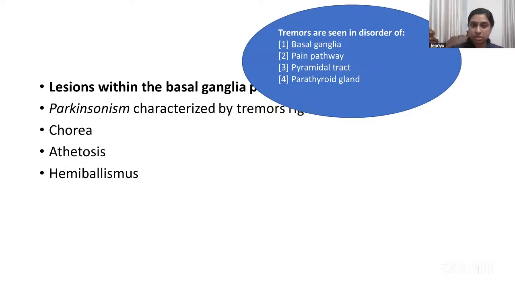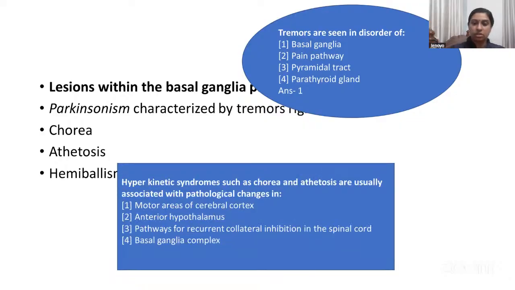Another question relating to this topic: tremors are seen in disorders of the basal ganglia, pain pathway, pyramidal tract, parathyroid gland. The obvious answer is basal ganglia, and we can eliminate the rest of the options. Next question: hyperkinetic syndromes such as chorea and athetosis are usually associated with pathological changes in the basal ganglia complex. From this we can frame different questions; these are examples of questions I can frame from this topic.